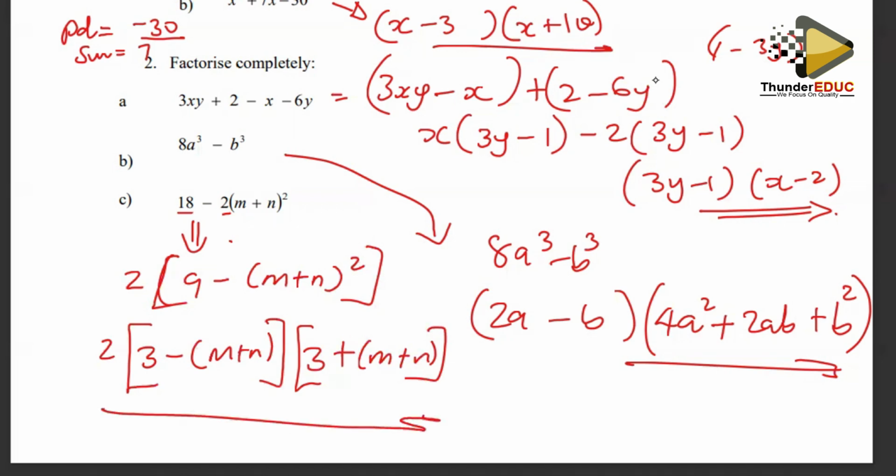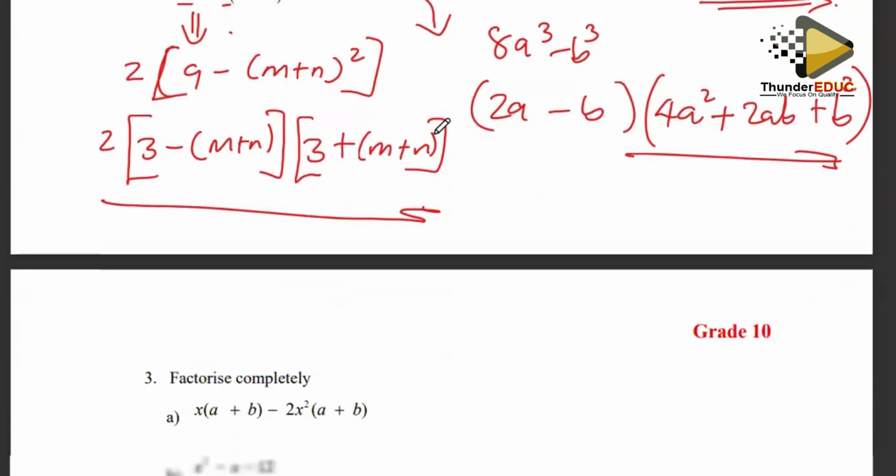So try to look at all the different methods, okay? Is it common factors? Is it a trinomial, a difference of 2 squares? Does it involve grouping, or is it the difference and the sum of 2 cubes? Okay, so that is that.